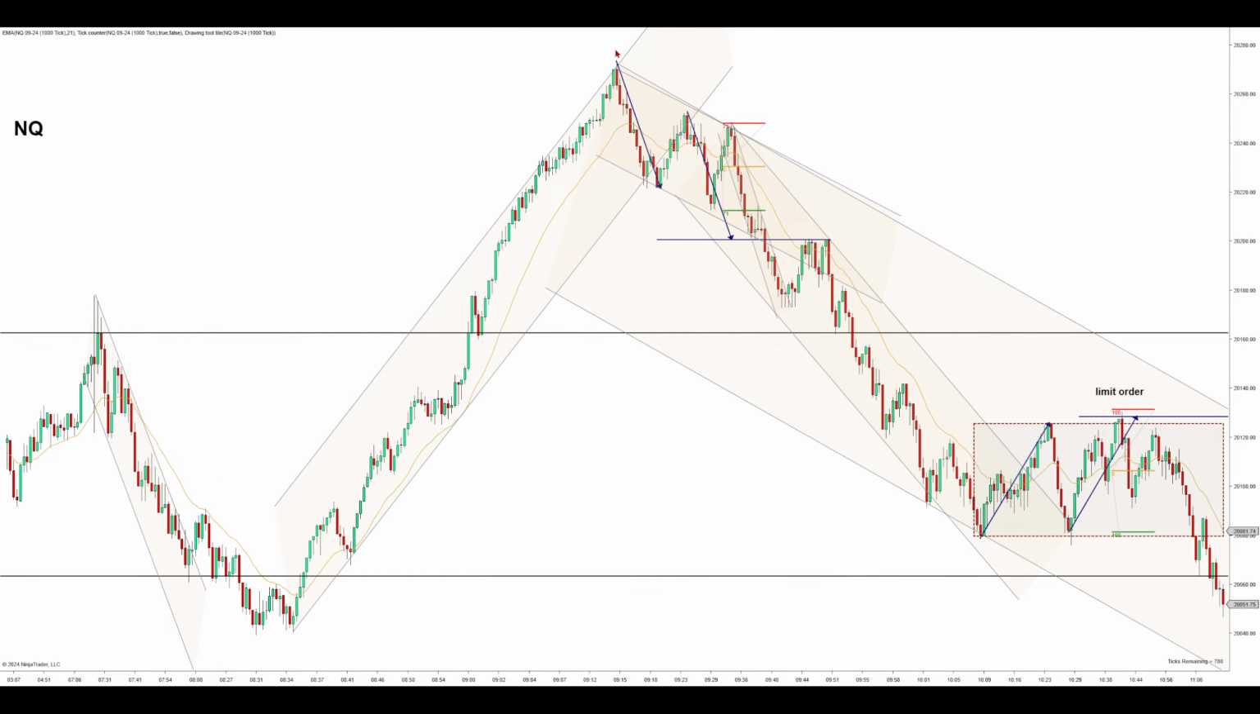From the high count, we have first entry long, second entry long, failure. Uptrend has a little break, first attempt higher, second attempt higher, and then failure. So great looking entry right here.